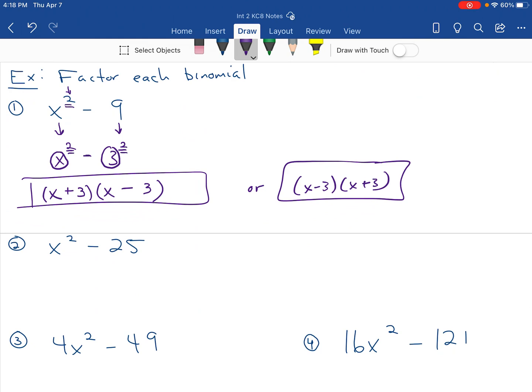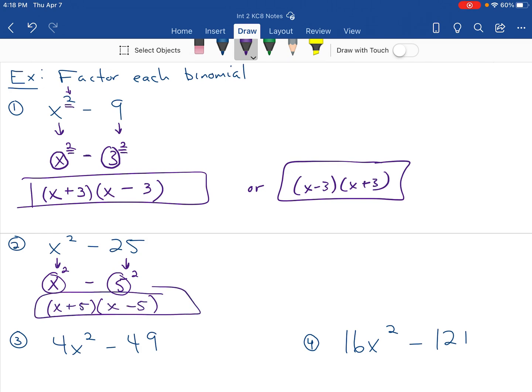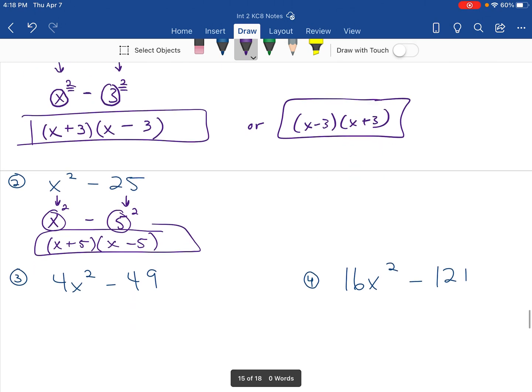All right, next one. x squared minus 25. So x squared stays the same. It's already squared. Minus what number squared will give me 25? Well, that would be 5 squared. Now, if you're not sure, you can always take the square root of that number, and it will give you a whole number if it is a perfect square. All right, so x and 5 is what I have left over. So I have x plus 5 and x minus 5 as my final answer, and I'm done.